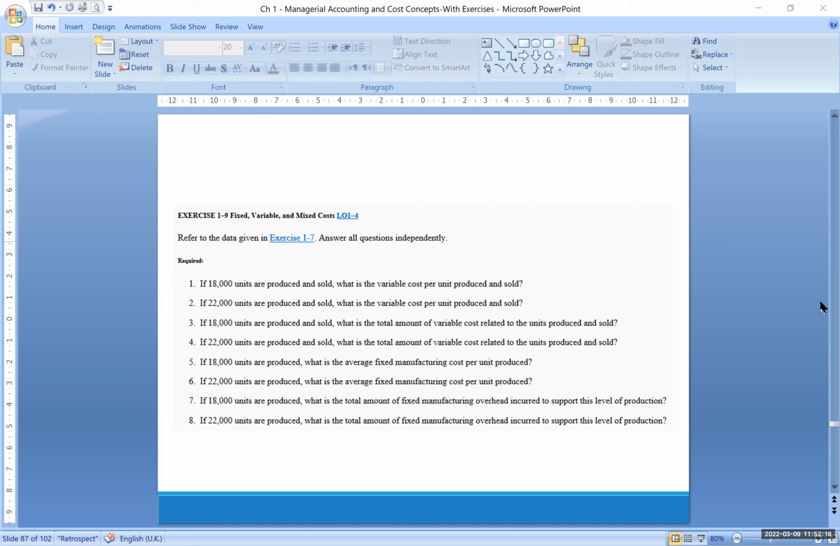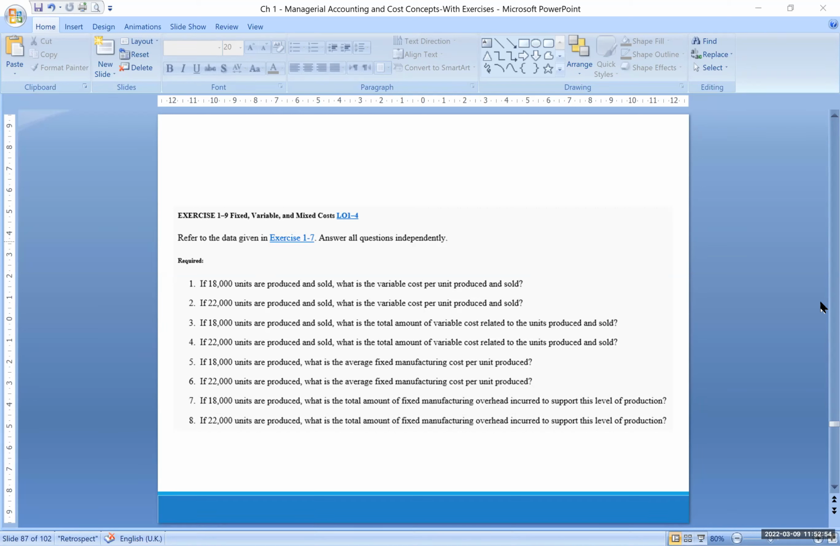If 18,000 units are produced and sold, what is the variable cost per unit produced and sold? This is for the per one. If we produce and sell 18,000 units, what will be the cost per 1 unit? By the way, this question is not talking about manufacturing or non-manufacturing. The question is about what is the variable cost per 1 unit.